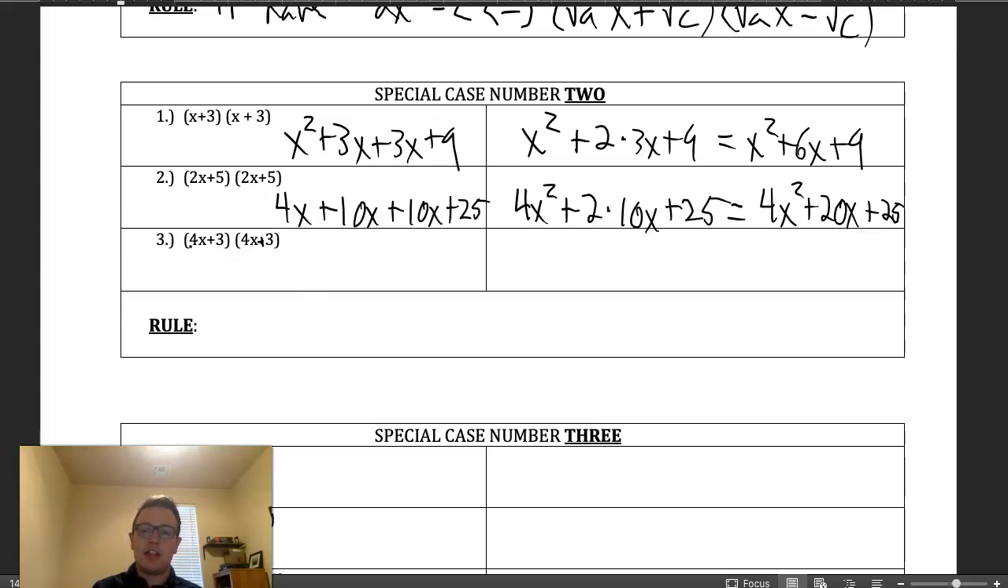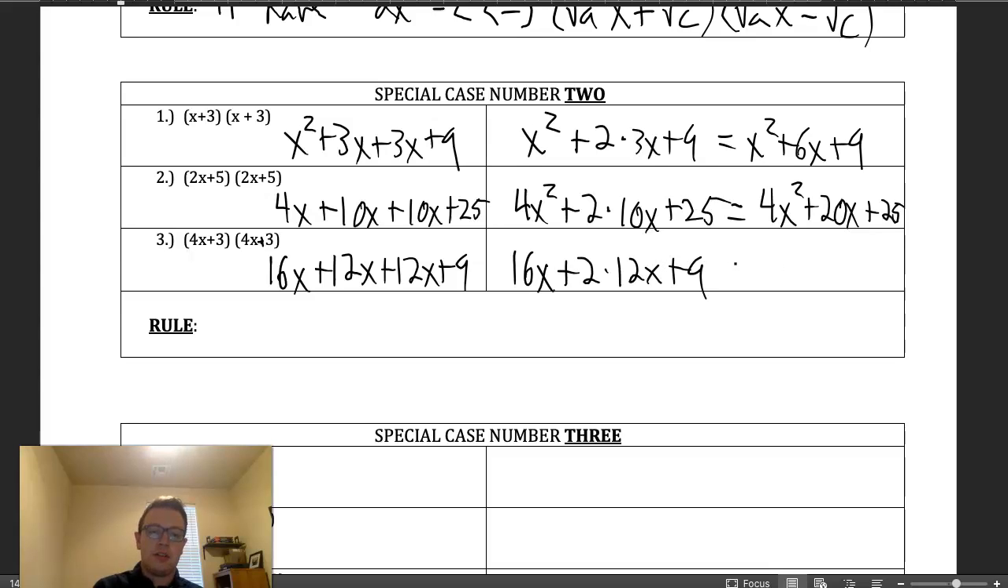And we have one more of these, 4x plus 3 times 4x plus 3. This becomes 16x squared plus 12x plus 12x plus 9. Or 16x squared plus 2 times 12x plus 9. So this is 16x squared plus 24x plus 9.